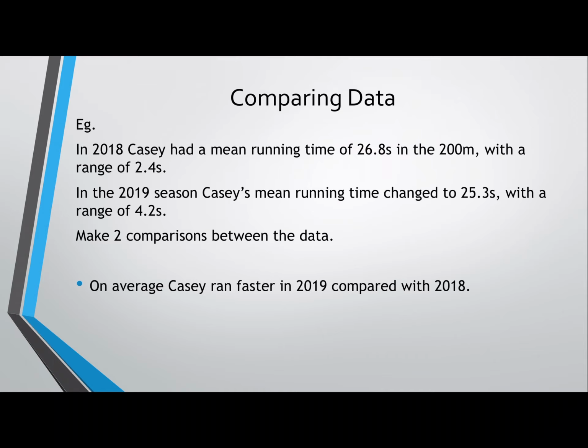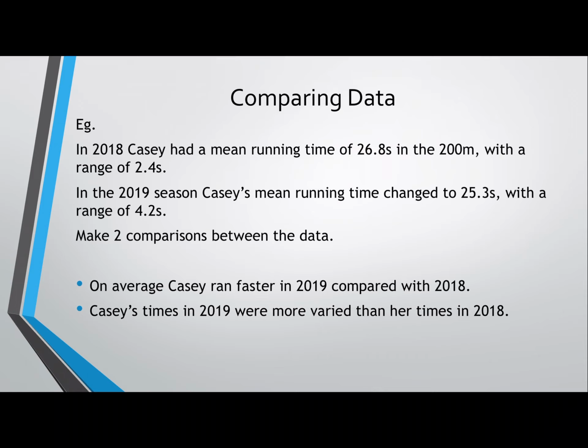But then we need to make a second sentence comparing our spread. So in 2018 it was 2.4 seconds, but in 2019 we've got 4.2. When we're making this comparison, we can do it either way round. In this case, what I have here is: Casey's times in 2019 were more varied than her times in 2018. So we can see because the range is 4.2, that means they're more spread out or more varied compared with the 2.4, which is a smaller number for 2018. But you can see in my sentences I've not mentioned numbers at all other than the dates.